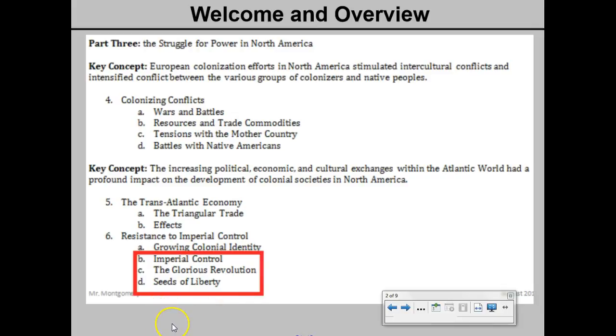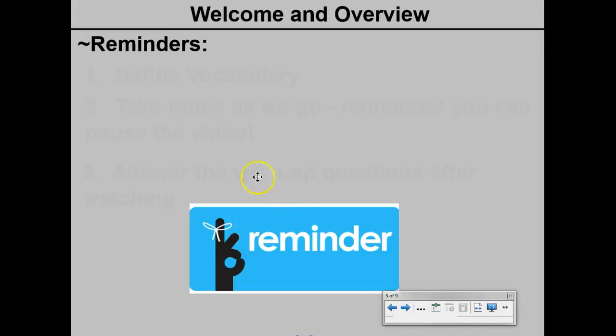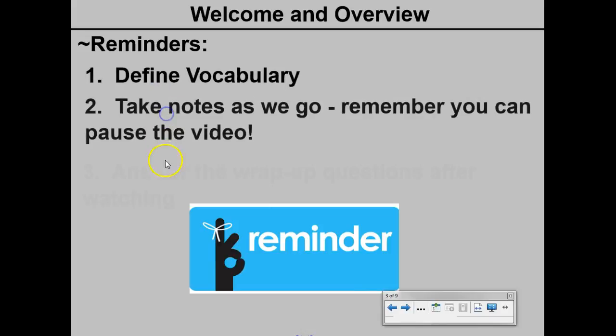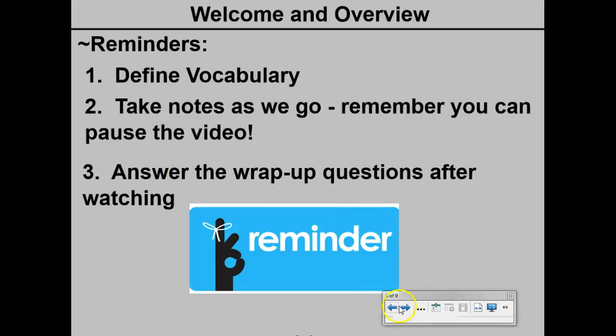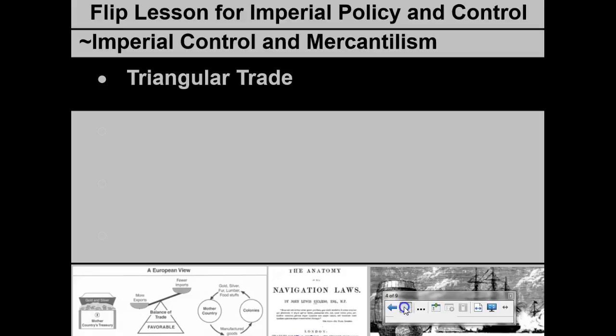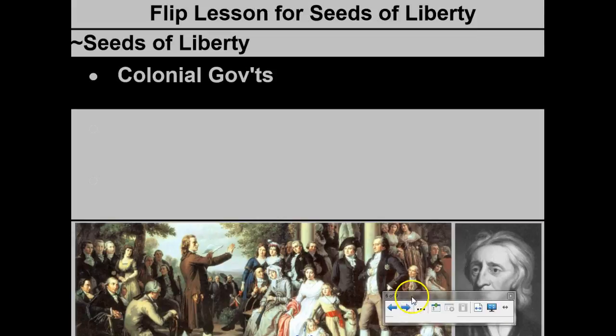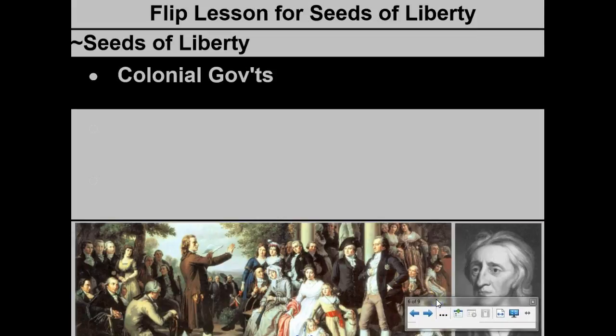So let's go ahead and see how all of these things come together and get us steps closer to the American Revolution. You know the reminders: check the vocab, take the notes, use the functionality, answer the questions at the end. So we've already been there. Let's hop into our Seeds of Liberty.